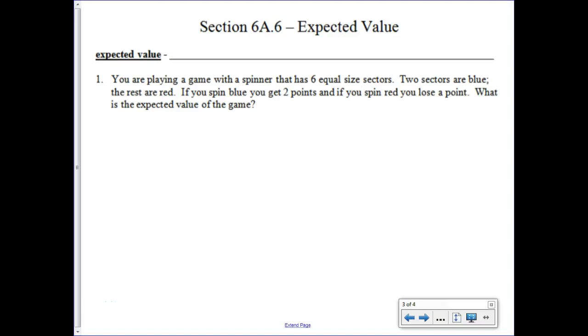Our last section on probability is fairly short. We are talking about expected value. The formula you're going to use here is EV equals P1 x1 plus P2 x2 and so on, where P is the probability and X is the value of the event.